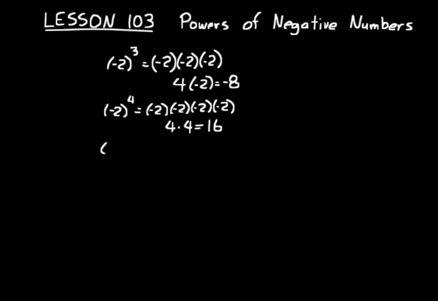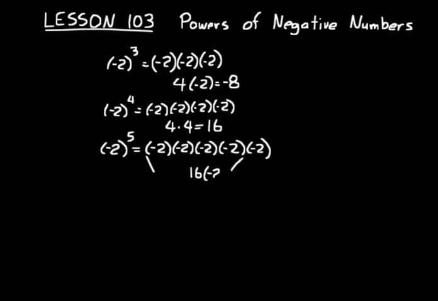Let's do one more just for an example here, just to help you understand what's going on here, and to understand the little rule that we're going to talk about. Negative 2 to the fifth, think about that. Now let's speed this up a little bit. We already know what negative 2 four times in a row is. That's 16. Then multiply it by that fifth negative 2. We get a negative 32 for an answer.